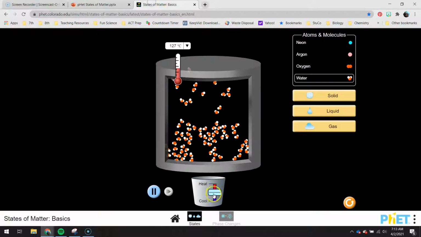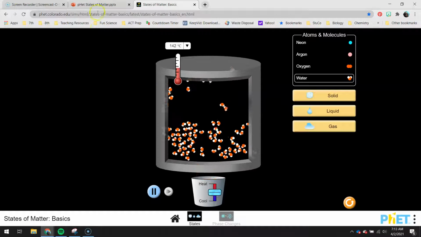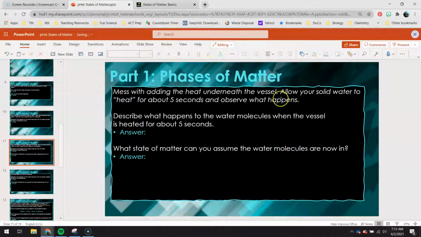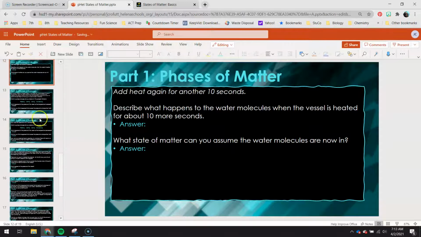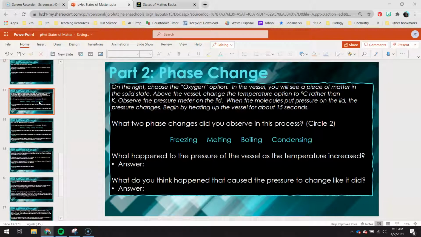Again, you'll click and drag up and heat it for about 5 seconds. See what happens, and then answer the questions. And then heat it up for another 10 seconds after that. Okay, and answer the questions. So really quite simple. All right, now we're moving on to part two, which is phase change. So I'm going to go ahead and reset my sim again.